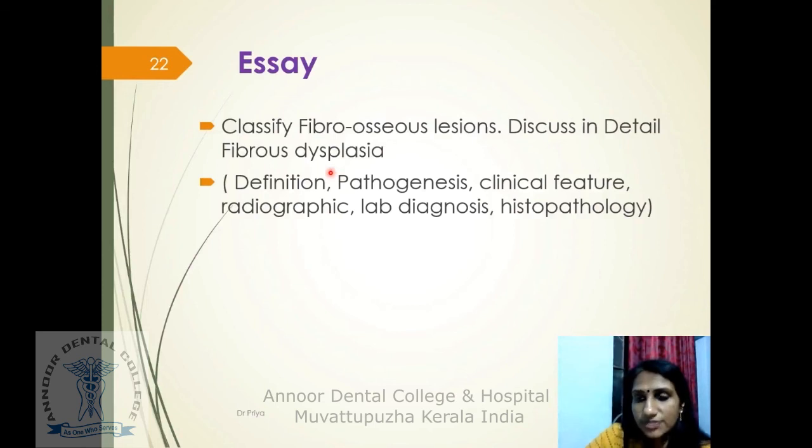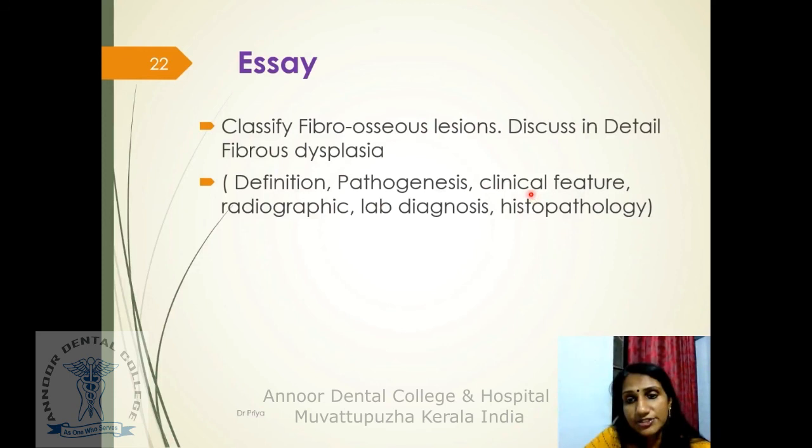The question for this session is usually an essay question. The question is: classify fibrous lesions. Here you give the modified WHO classification, where you have fibrous dysplasia, cementitious lesions, osseous dysplasia, and ossifying fibroma with their various subtypes, and discuss fibrous dysplasia in detail. Under fibrous dysplasia, you have to define it. What is the pathogenesis? That is a mutation of the GNAS1 gene, wherein there is increased G protein expression. Cyclic AMP is increased, and when cyclic AMP is increased, you have increased proliferation of bone formation, abnormal osteoblasts, and melanocytes.